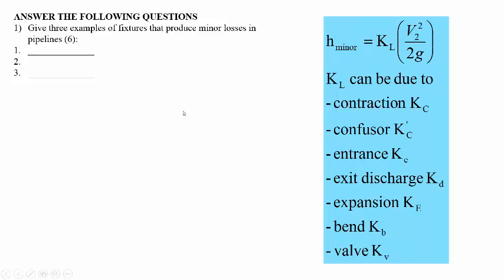The first question we have is to give examples of fixtures that produce minor losses. So I have written down here some of those examples. You could have said contraction, confuser, entrance, an exit, discharge, expansion, bend, valve, an elbow, a Y, and anything like that is appropriate for that question.